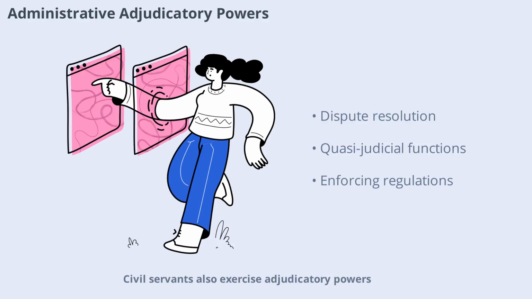Civil servants also exercise adjudicatory powers, resolving disputes and enforcing regulations. Administrative adjudication involves quasi-judicial functions, such as conducting inquiries and imposing penalties. This role is vital for maintaining order and ensuring compliance with laws and regulations.